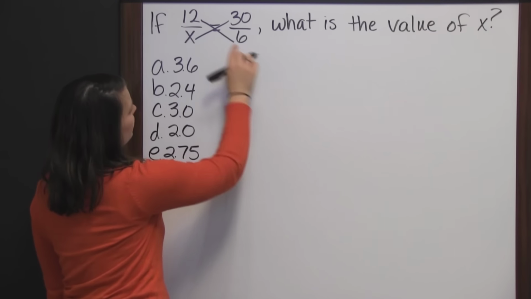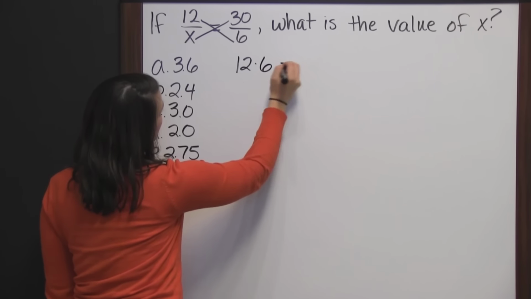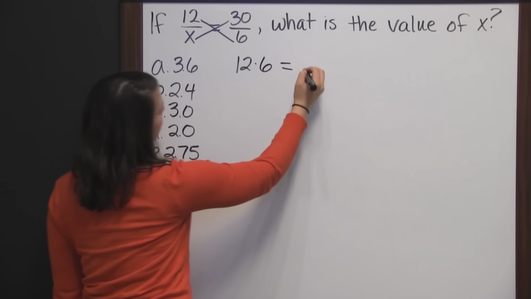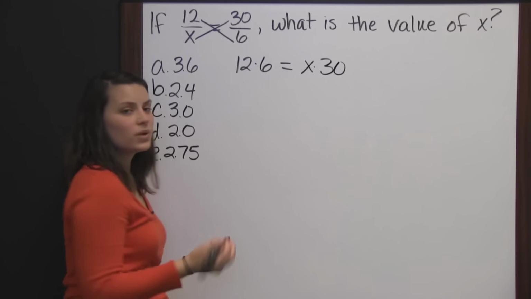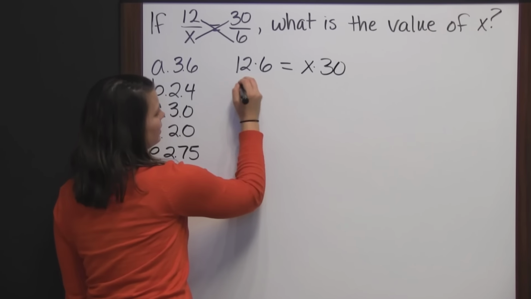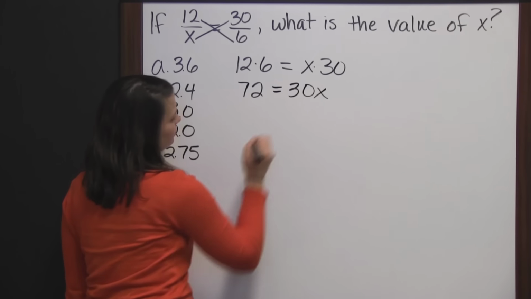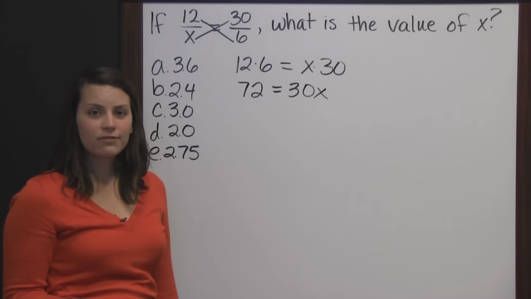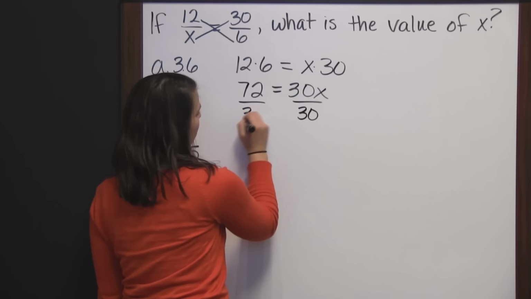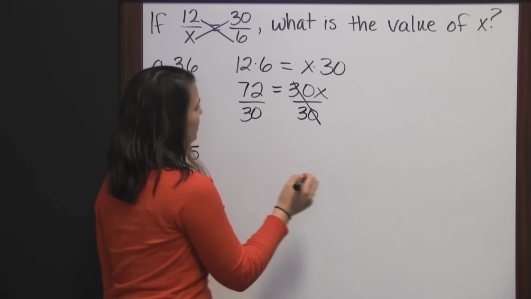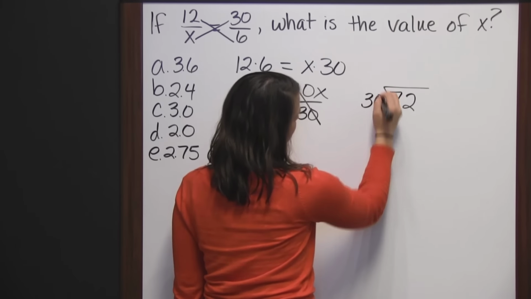That means that 12 times 6 is equal to x times 30, which we could simplify to say 72 is equal to 30x. And then we can solve for x by dividing both sides by 30. So 72 divided by 30.